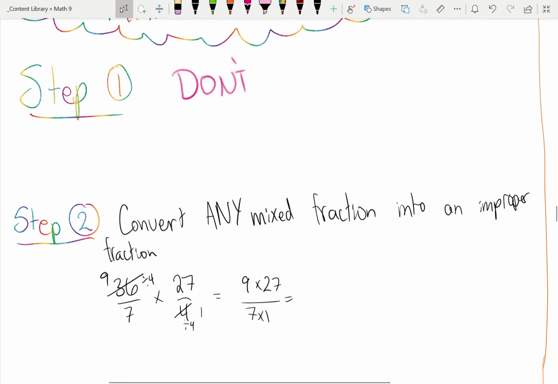So we're going to have calculators available to us. So 27 times 9 is 243 over 7. So this is going to give me 34, since 34 times 7, and this is going to be 5 over 7 as my remainder. Now, this is already as simple as it goes, so I don't have to worry about that because I simplified first.